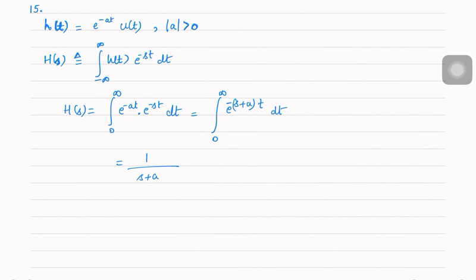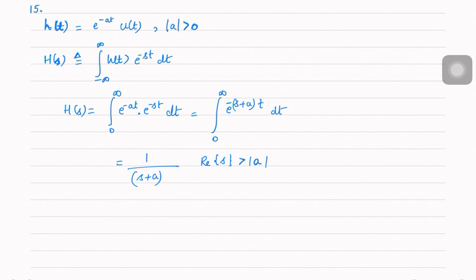If you evaluate it, this will be equal to 1 by s plus a, provided s plus a is something positive. When will this be equal to 1 by s plus a? If you substitute in that convergence condition, you will get real part of s should be greater than minus real part of a. This will be the condition that you get.